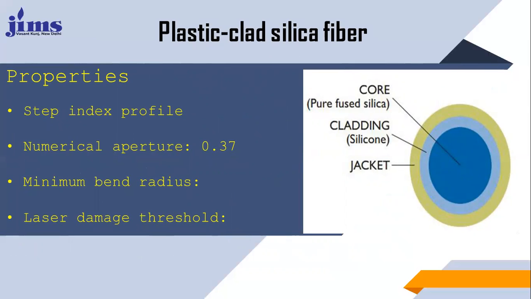Then its properties. Number one, step index profile, meaning this fiber comes in the category of step index fiber. Numerical aperture is 0.37, minimum bend radius, and laser damage threshold. So these are some properties of this particular fiber. The structure remains the same: the core region has pure fused silica, the middle region is the cladding, and the outer is a jacket.